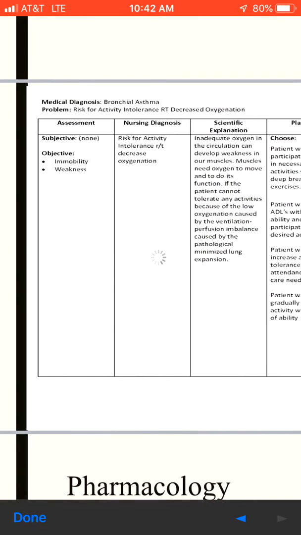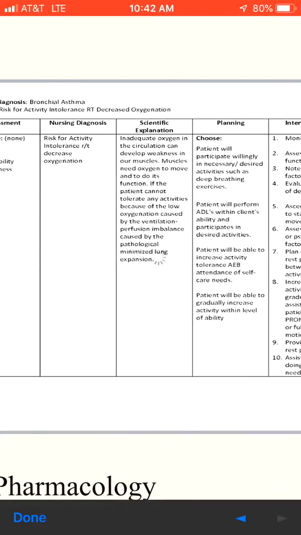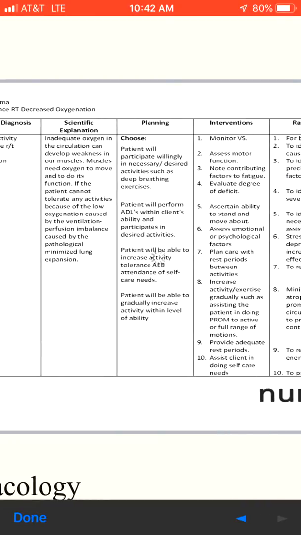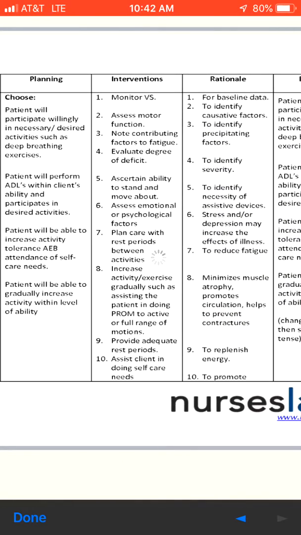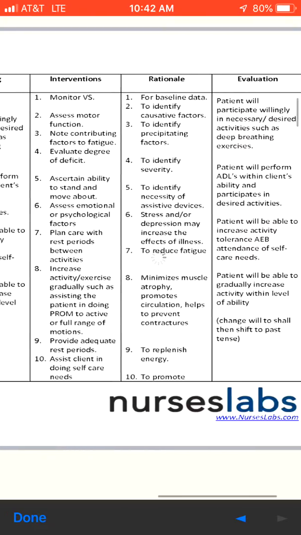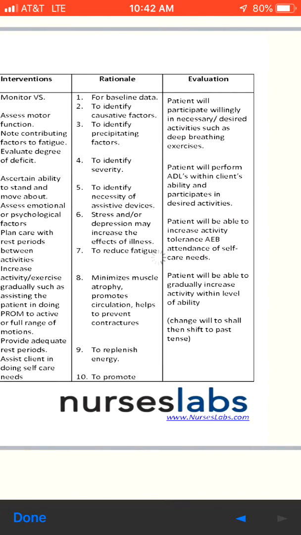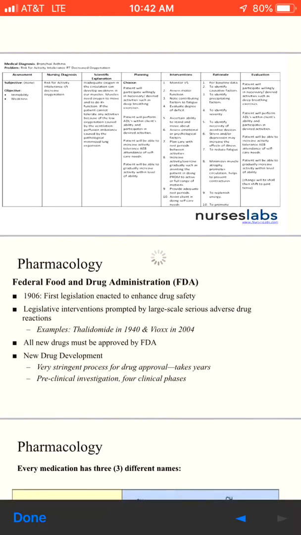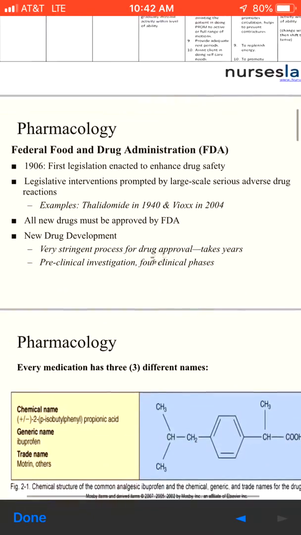So this is an example of a medical diagnosis of asthma, and it shows the nursing process of all the different components that you need to know. So this is probably your first time, or maybe for many of you, looking at the nursing process. So I'd read through this and just really notice what they have in each of these categories, because you guys will be doing many nursing diagnoses and processes in the program.